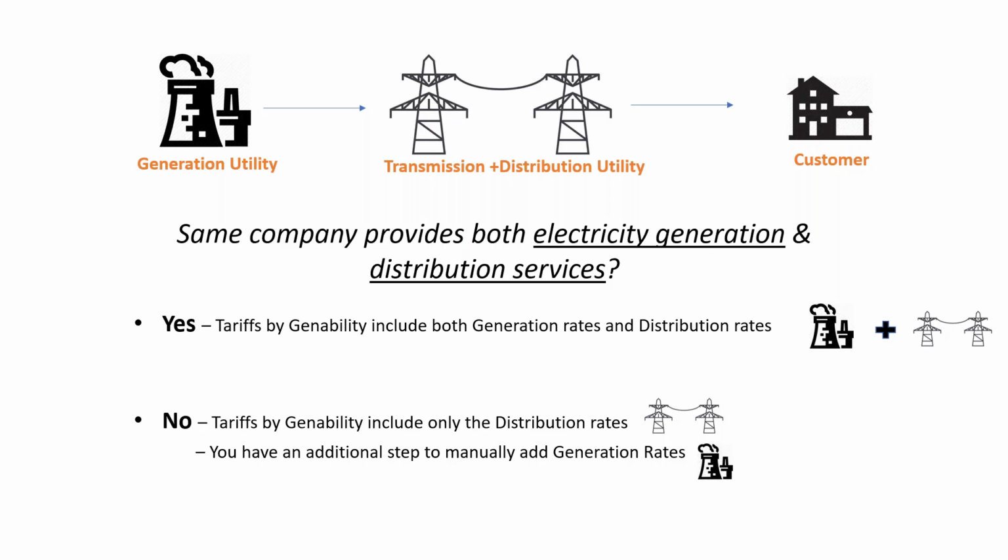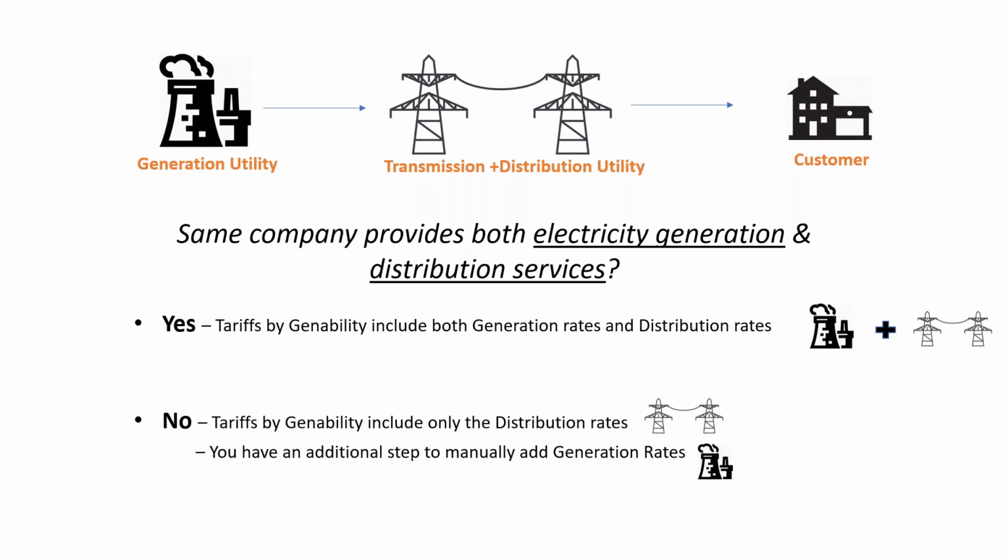In deregulated markets such as New York, you could have Con Edison providing the distribution services, but another company actually generating the electricity. So if you click yes to the statement, does the same company provide both electricity generation and distribution services? Then the tariffs that are provided by Genability will include both generation rates and the distribution rates. Now, if you click no to that statement, you're essentially saying that one company distributes electricity while another company generates it. In this case, the tariffs provided by Genability will only include the distribution charges.